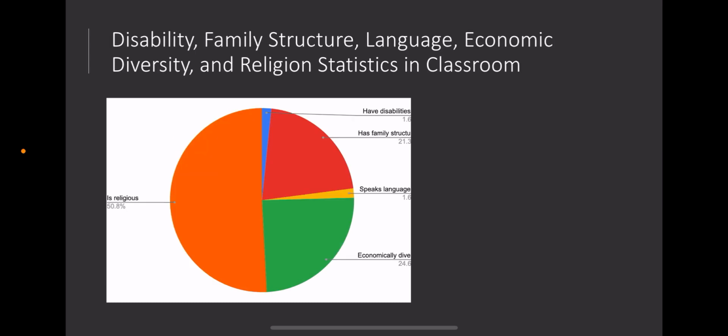So here's some statistics on some other topics that I went over. I chose these because they applied to my classroom the best. 50.8% to my knowledge were religious. 1.6% had disabilities. The family structure other than 2 children and 2 parents, 21.3%. And then 1.6% I knew of that had experience speaking other languages, and then 24.6% were economically diverse.